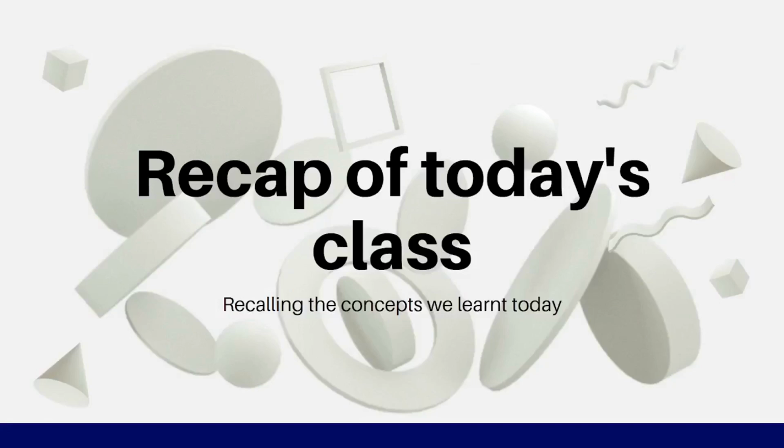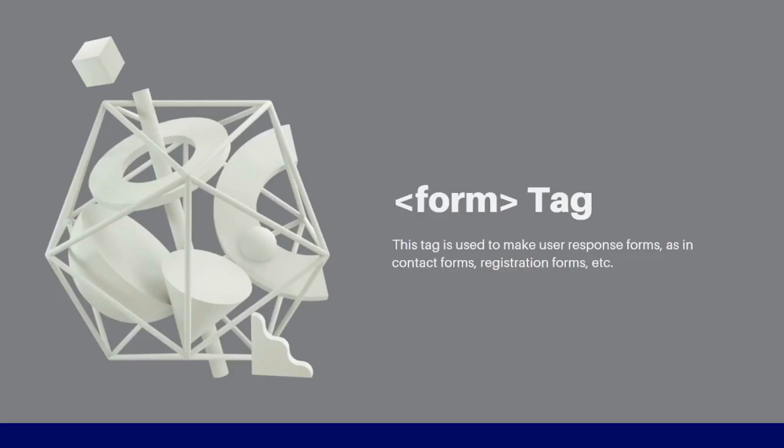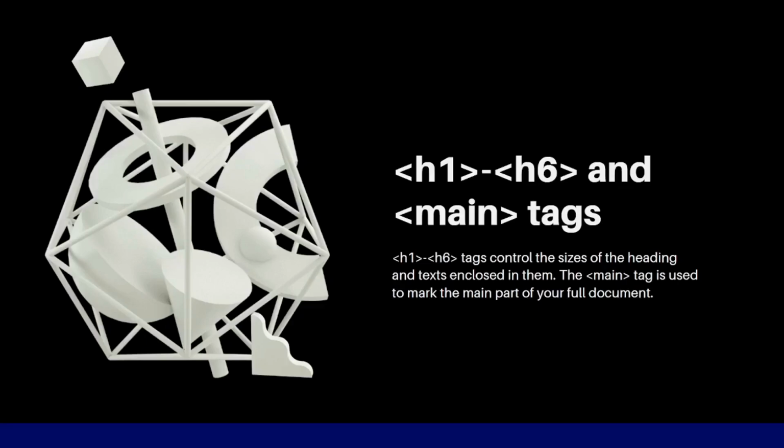So now it's time to wrap up today's class. We'll just summarize the class, whatever we have learned today. So we learned the form tag, which is used to make forms, the registration forms, contact forms, which you see in websites. The H1 to H6 tags control the sizes of the heading or text, whichever is enclosed in them. The main tag is used to mark the dominant part of the code.